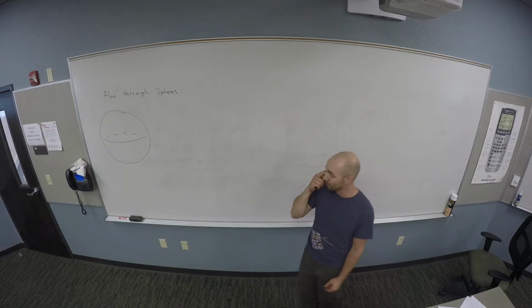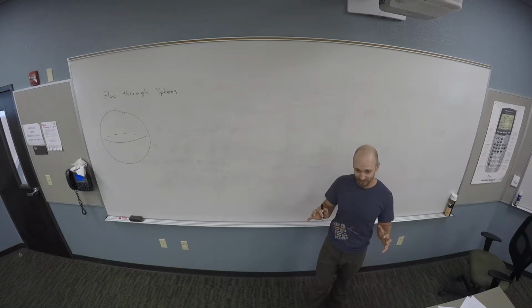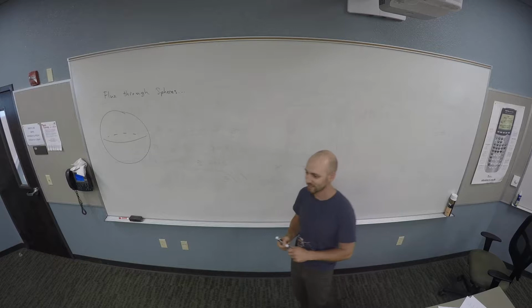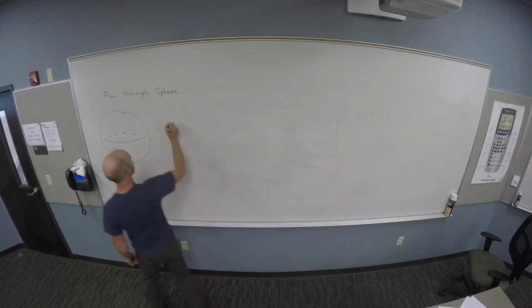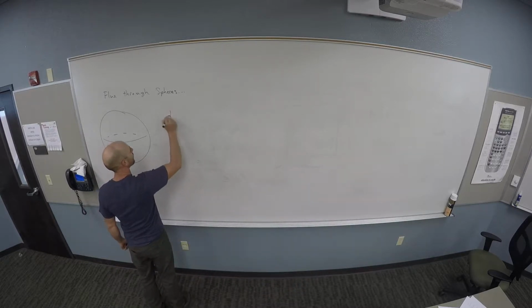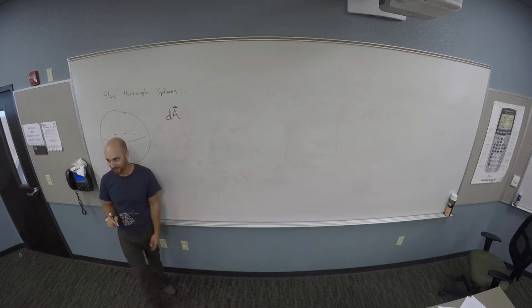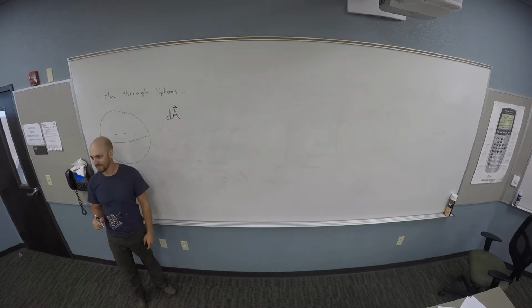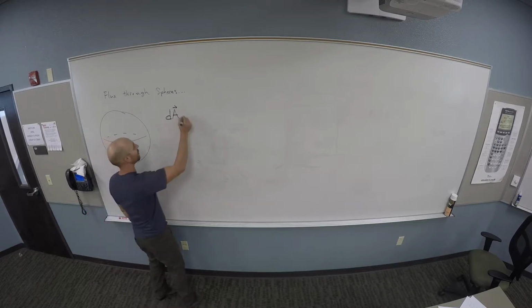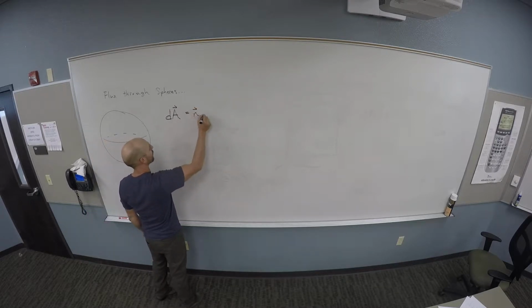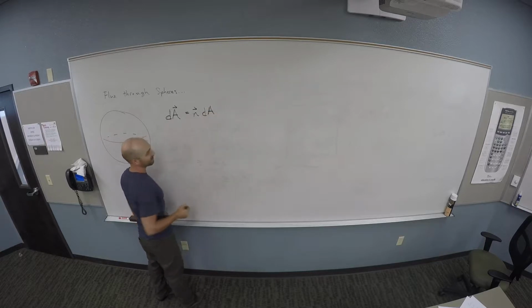All right, let's see if we can develop a theory for flux through spheres. I bet we can totally do this. So the goal is to figure out another one of these d area things with a vector hat. I should remember that these are a normal vector and a regular d area.